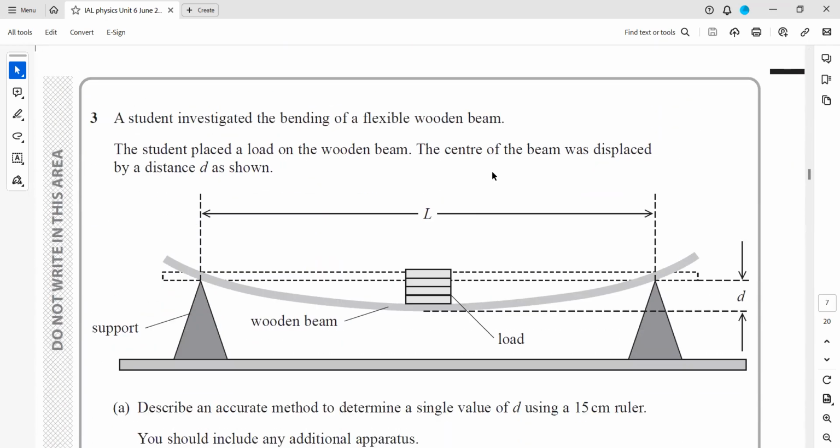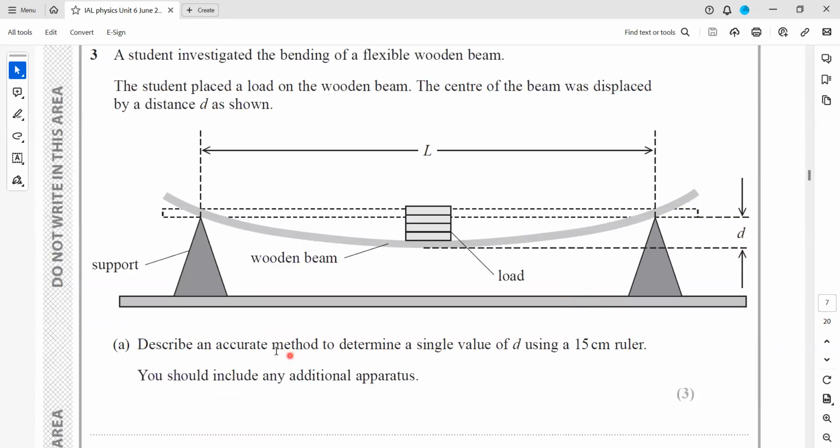So question 3: a student investigated the bending of a flexible wooden beam, as you can see here. A student placed a load on a wooden beam. The center of the beam was displaced by a distance d. It was originally at this position, and when a load is placed, it is displaced. So how much it has displaced from the original position, that distance is d. The length of the beam between the supports is L.